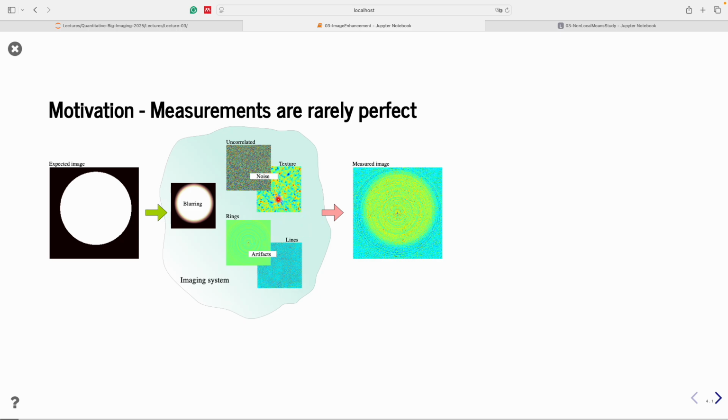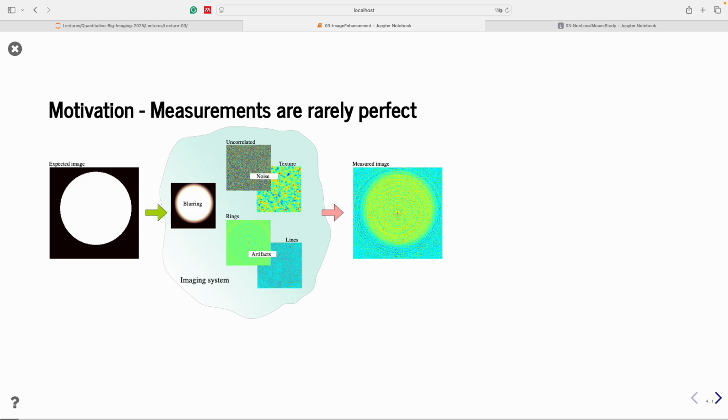And on top of these noise types, we also have artifacts coming from different effects in the measurement. So in tomography, we have ring artifacts and line artifacts, for example. And once all these artifacts and noise are included, then we get the image that we measure. And as you can see, it's not really as nice as what you would have expected from the sample you put in the beam or in the measurement system.